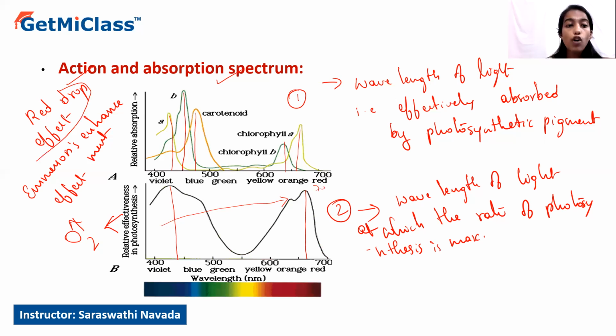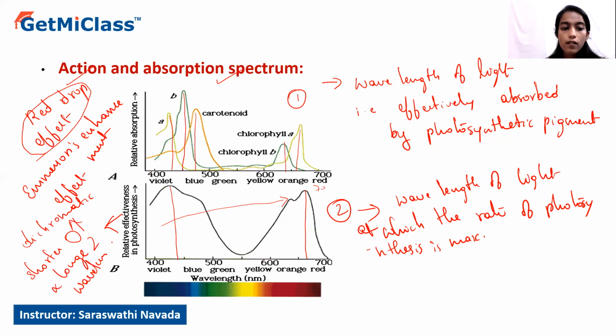Even though the wavelength had been increased, there was a fall in the rate of photosynthesis, and that is called the red drop effect. Later, Emerson repeated the experiment of Robert Hill, and what he did is, instead of using a monochromatic light, he used dichromatic light, with alternating shorter and longer wavelengths. He introduced red light ranging from 650 nanometer as well as 710 nanometer. When he exposed these shorter and longer wavelengths of light together, he observed that instead of a fall, the rate of photosynthesis continued to increase. That is called Emerson's enhancement effect.